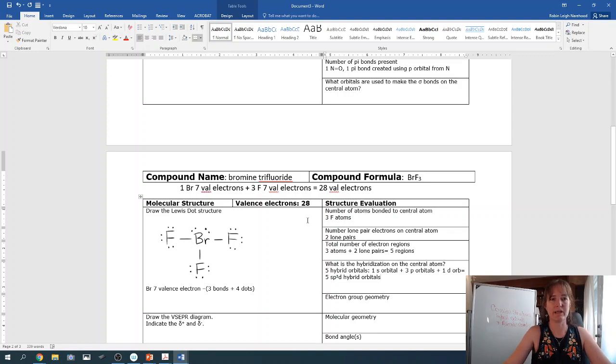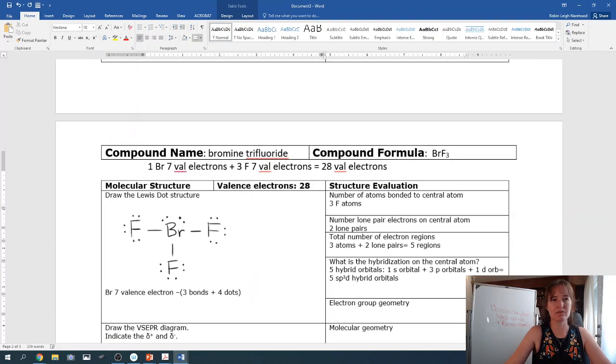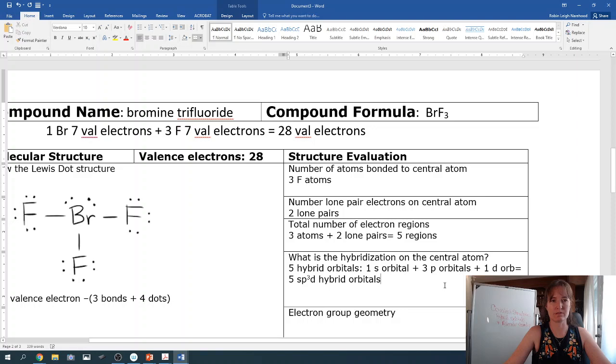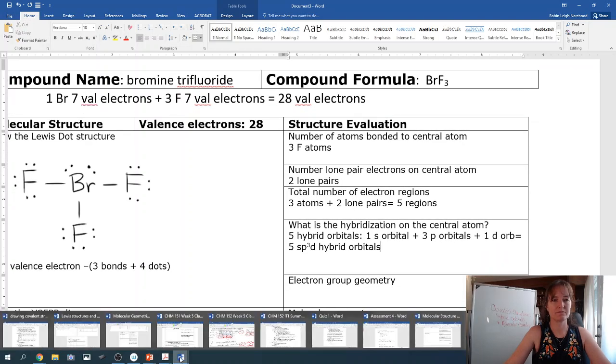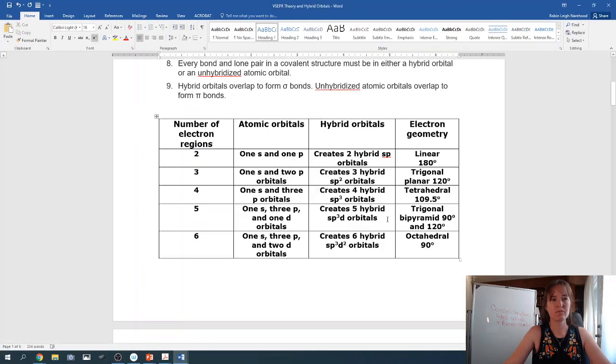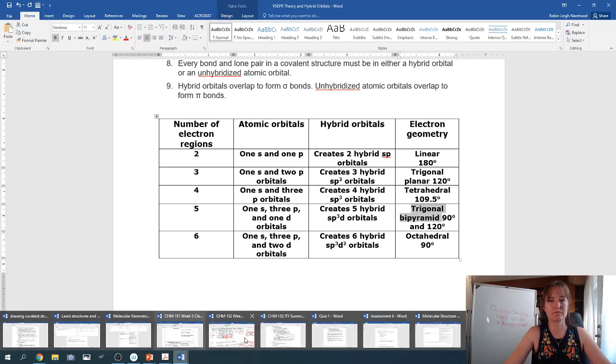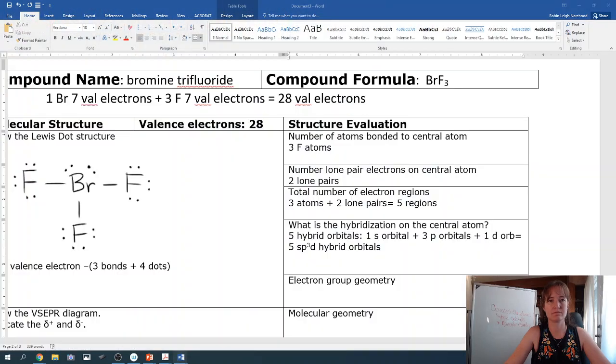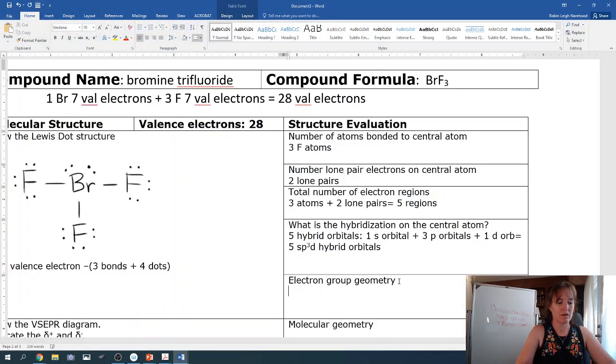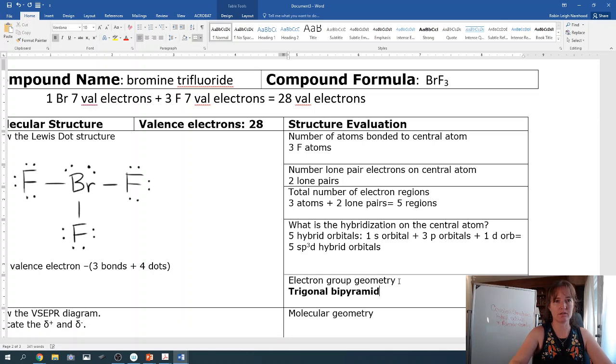So we're going to create 5 sp3d hybrid orbitals. One s, 3p, 1d orbital. It creates 5 hybrid sp3d orbitals. The geometry for that is called a trigonal bipyramid.